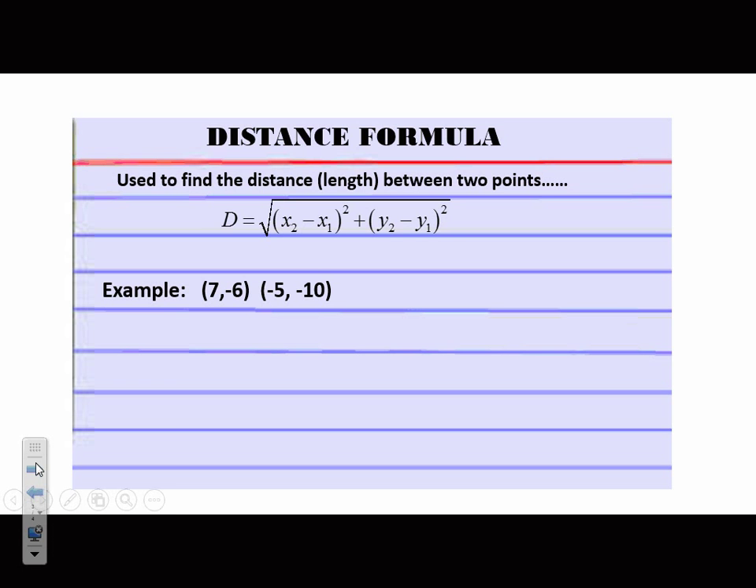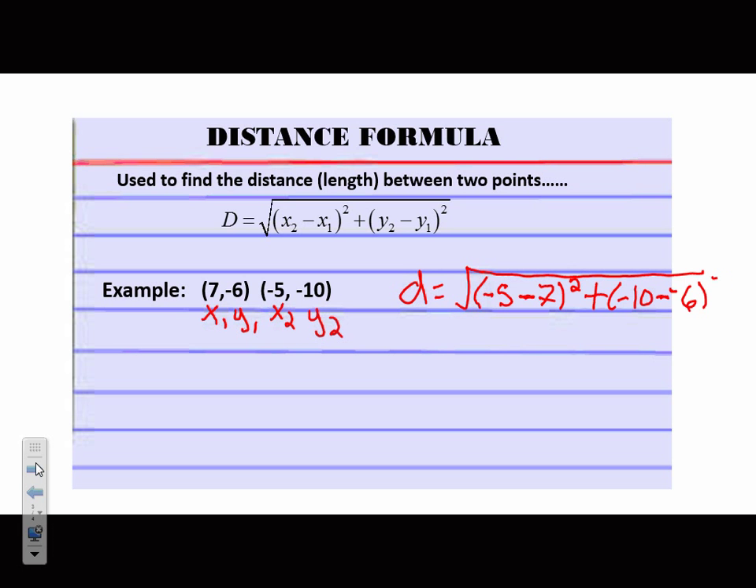When we have this, I'm going to call this x1, y1, x2, y2. And what we're going to do is plug it into our distance formula. So distance equals the square root of my x2 is negative 5 minus my x1, which is 7, squared, plus y2, which is negative 10, minus my y1, which is a negative 6, squared.